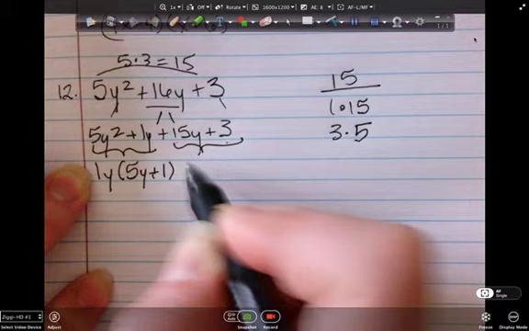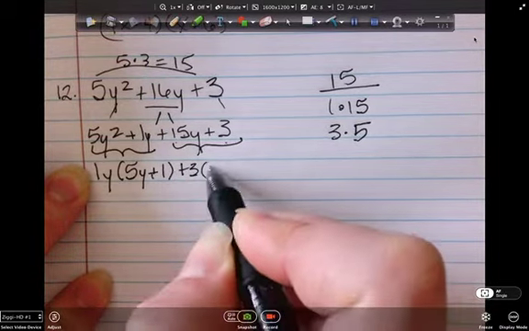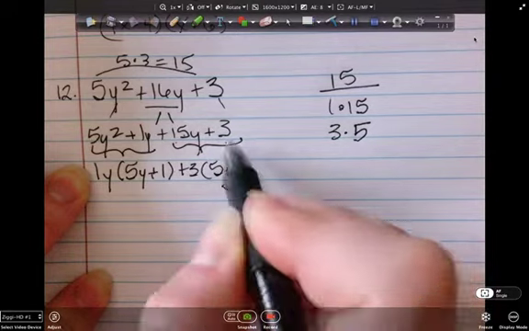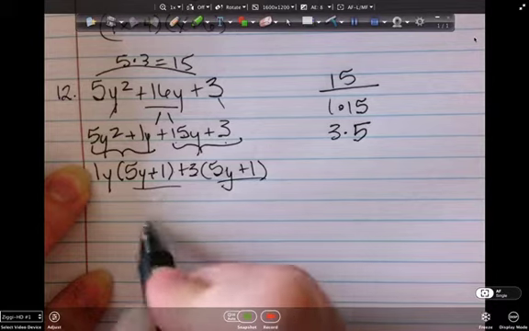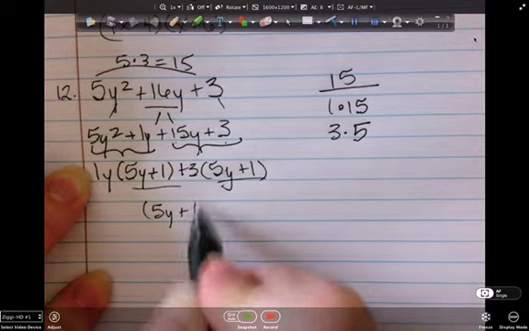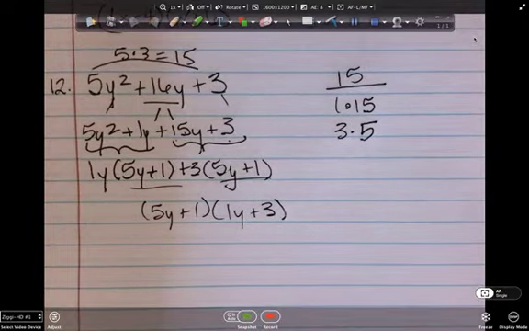Here, 15 and 3 have a common factor of 3. 15 divided by 3 gives me 5y, plus 3 divided by 3 is 1. So inside my parentheses, I match. I have 5y plus 1 and 1y plus 3. So that's my final answer for that.